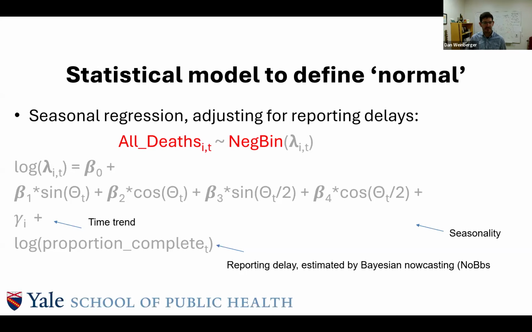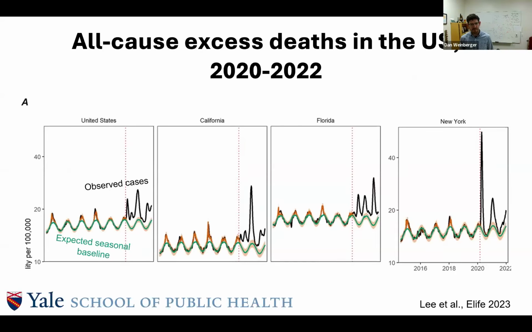So once we have this information, we can feed it into a statistical model. I'm not going to go into the details of this, but basically it's effectively a regression model where we have the number of deaths as a function of seasonal variation, which gives us those nice sinusoidal curves that capture typical seasonal variation. We might have a time trend in there to adjust for longer term changes in mortality. And if we're doing this in real time, we might try to adjust for reporting delays or incomplete deaths in the more recent months.